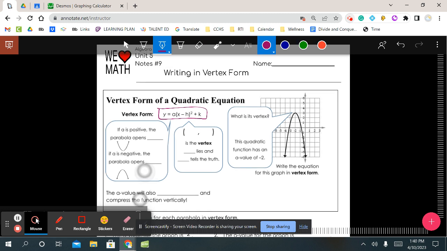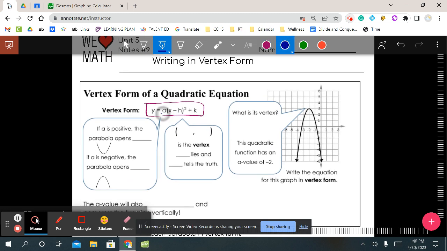So a couple things. Our a value still tells us a lot of information. It tells us whether the parabola is going to open up, which means our a value is positive, or if our a value is negative, it's going to open down. And then we have our h and our k, which are our vertex. So remember, h lies, k tells the truth. So our h value is always going to be opposite what's in there. So if our h is -5, our x value is going to be a +5.